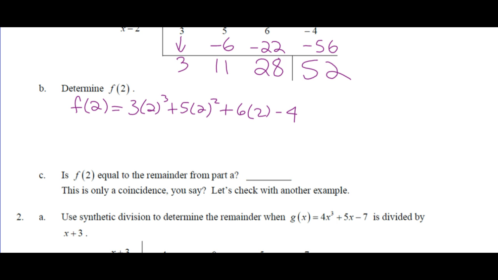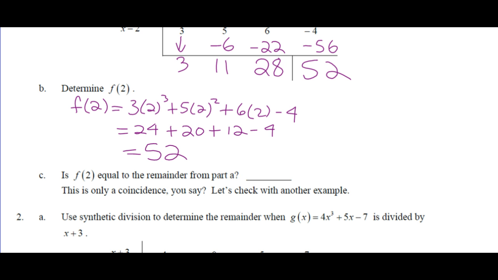And we're just going to evaluate that. Determine f of 2, just work it out. So 2 cubed is 8 times 3 is 24. 2 squared is 4 times 5 is 20. 6 times 2 is 12 minus 4. 24 plus 20 is 44, and then the 12 makes 56. 56 minus 4 is equal to 52. Coincidence?